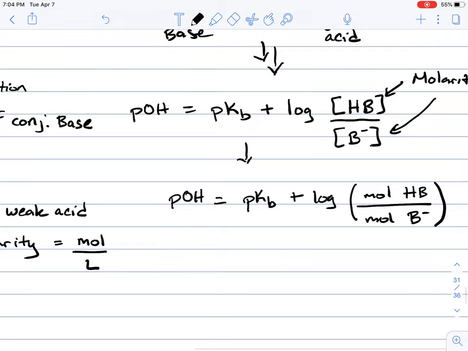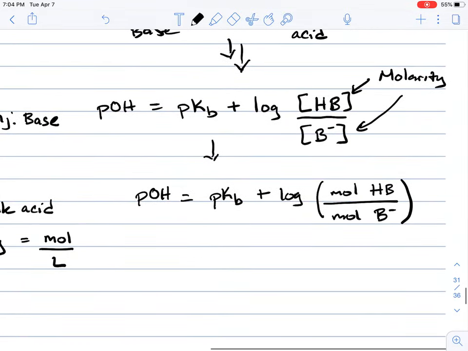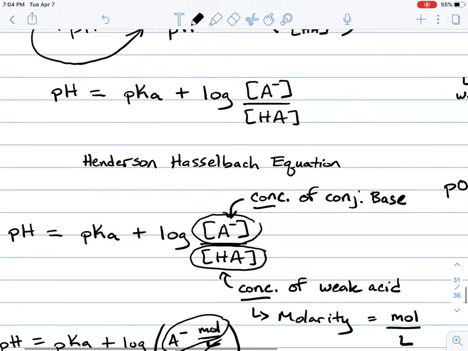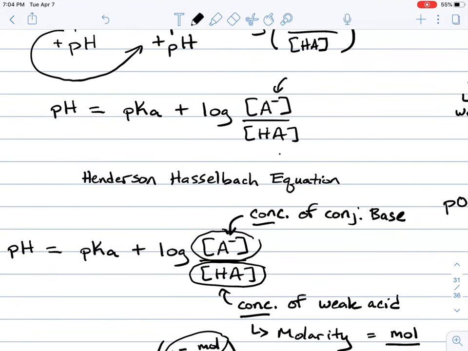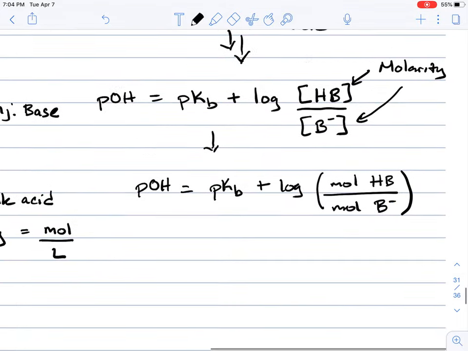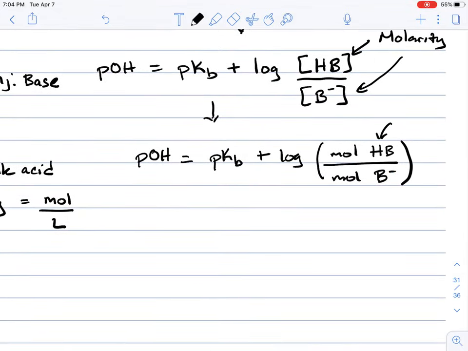And so the only difference between the Henderson-Hasselbalch for pOH and the pH is the location of the acid and its conjugate base, or the base and its conjugate acid. And so here in this case, since B minus is representing the weak base, the base is in the denominator, if we're discussing it in terms of pOH, and the conjugate acid is going to be in the numerator.